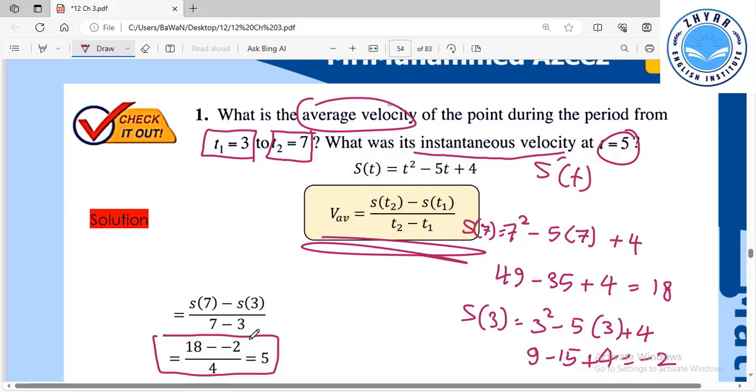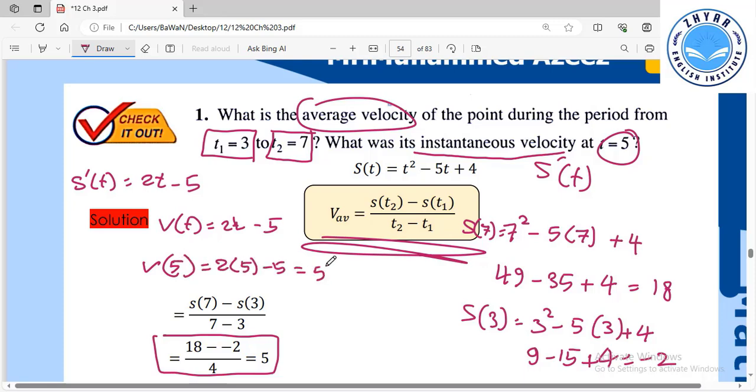Now, if I want to find the instantaneous velocity, as I said, we just have to find the derivative and then input 5. The derivative s prime of t is equal to 2t minus 5. That means v of t is equal to 2t minus 5. We want the velocity at t equal to 5, so that is 2 times 5 minus 5, which is equal to 10 minus 5, that's 5. So instantaneous velocity is 5.